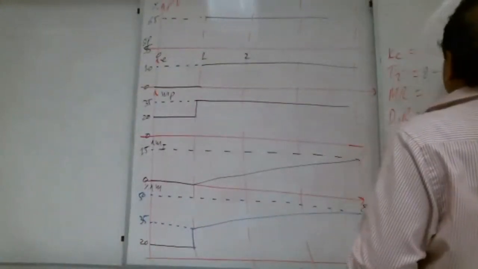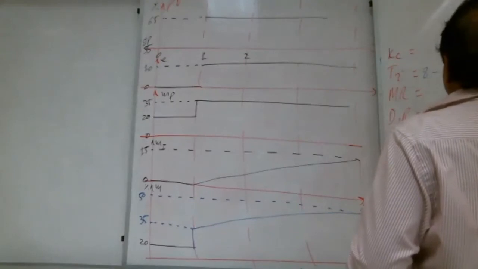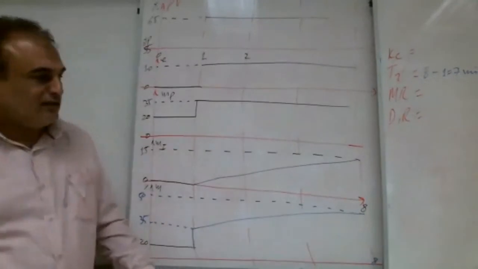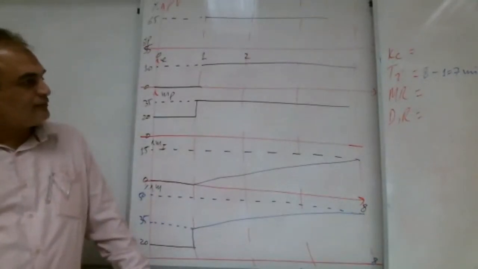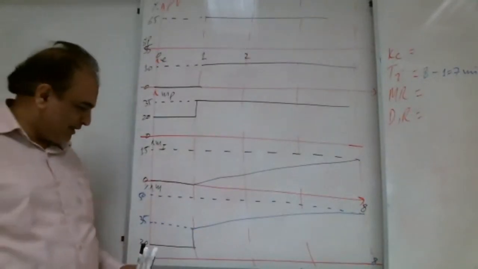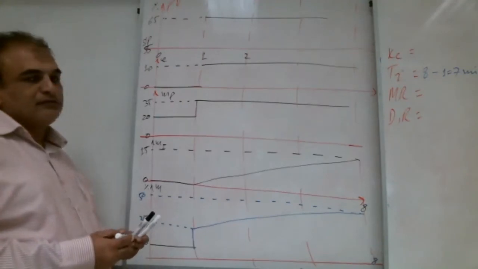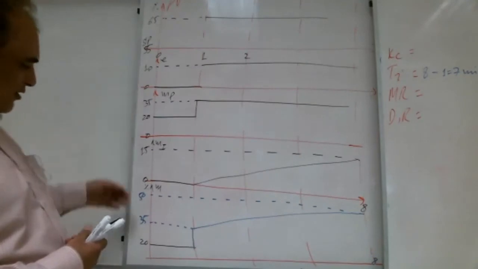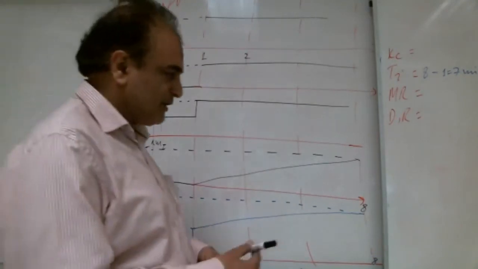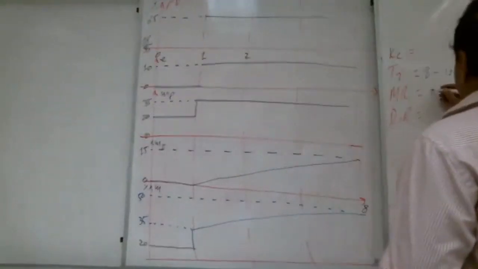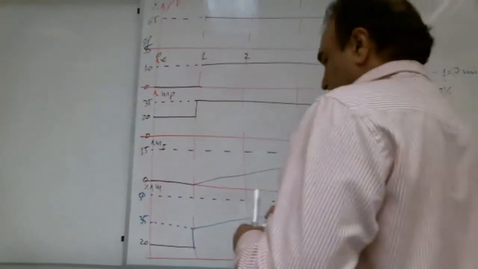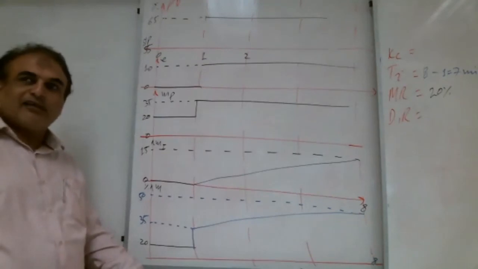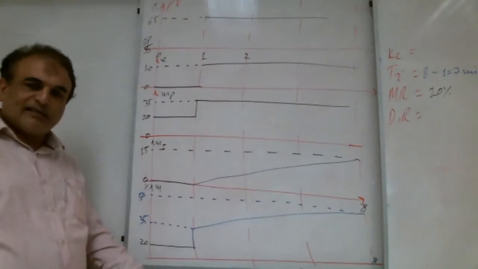8 minus 1, 7 minutes per repeat. Okay. Then what is next? MR. How much is MR? 20, teacher. The error is 0, it is starting from 20. So it means 20%. Very good. A lot of brothers are writing 20%. What is next, Shabab?